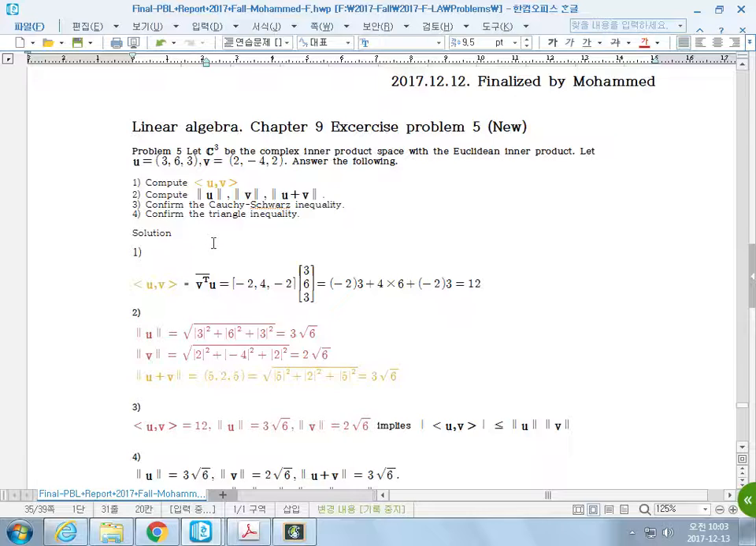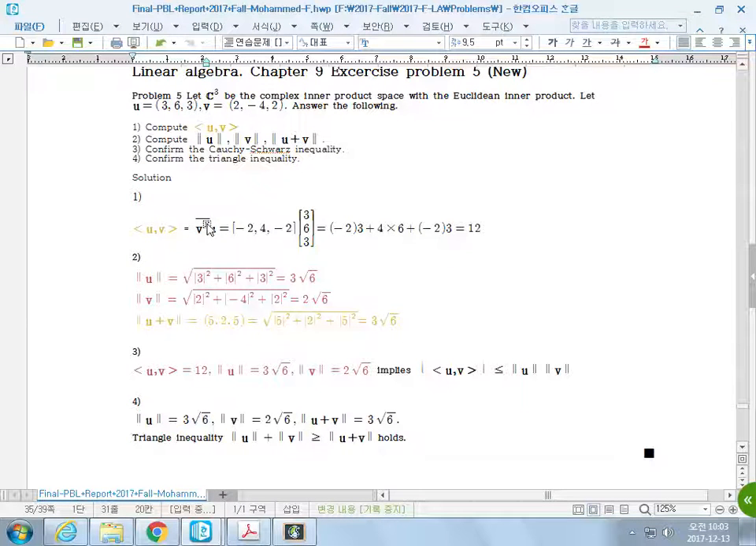So the solution here, for the conjugation of V transpose U, the result was multiply 2 and 3, plus 4 times 6, plus minus 2 multiplied by 3, which gives us 12.